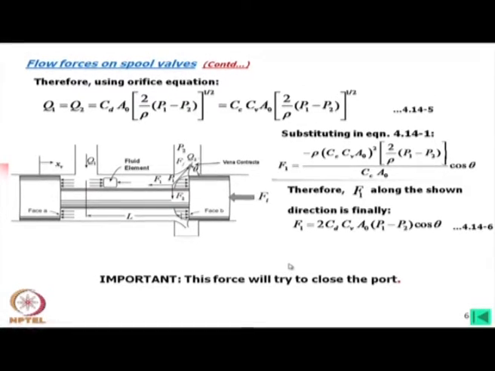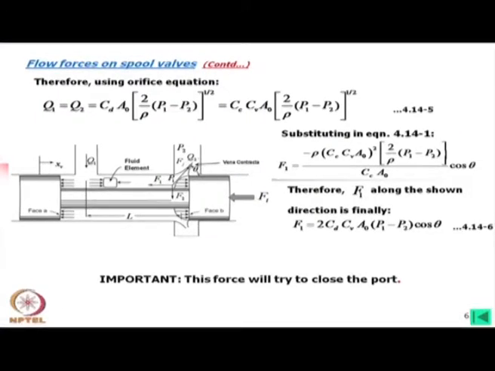This means that while we are opening a port, suppose we are opening the port in the rightward direction, we have to ultimately give force from left to right, but due to the flow force the force is being opposed. That means, if we leave that force, it will be automatically closed. That means, it is helping in controlling. Okay.